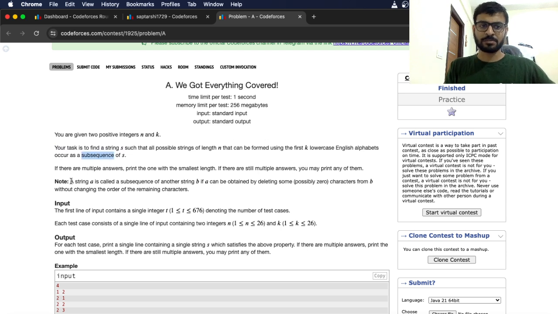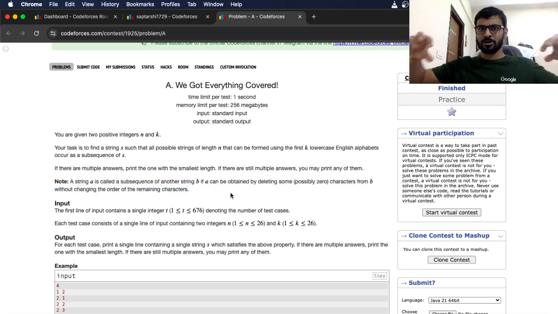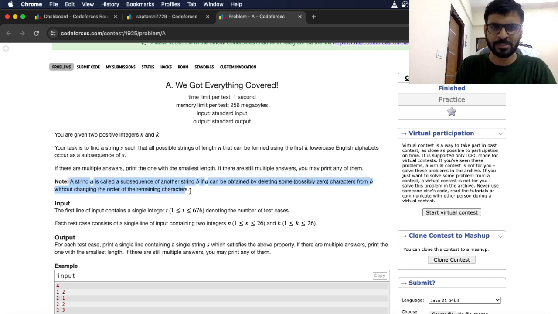The definition of subsequence is given. We know basically the characters should occur in a certain order, and there may be other elements between them. So this is the formal definition of a subsequence.